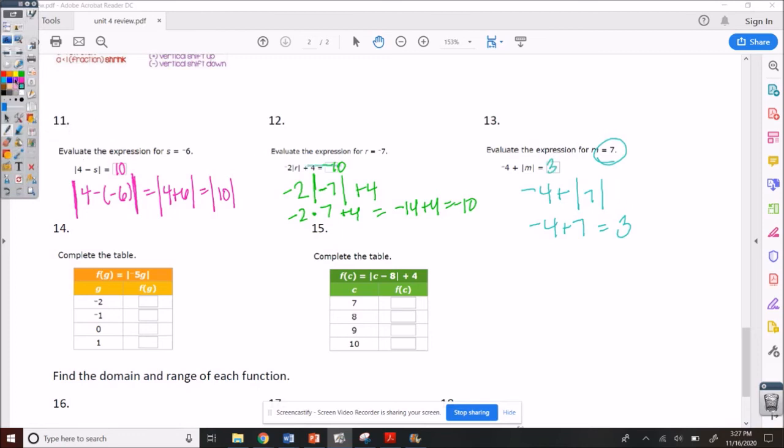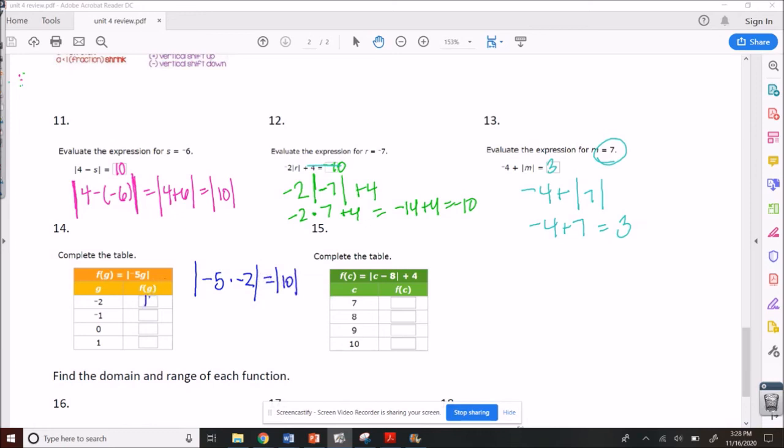Making a table, I'm going to do the same thing, just multiple times. So I'm going to plug in the absolute value of -5 times -2, which is -10, or I'm sorry, a negative times a negative is a positive. So that's the absolute value of +10, which would stay positive. The absolute value of -5 times -1, well, -5 times -1 is +5. Absolute value of a positive number stays positive.